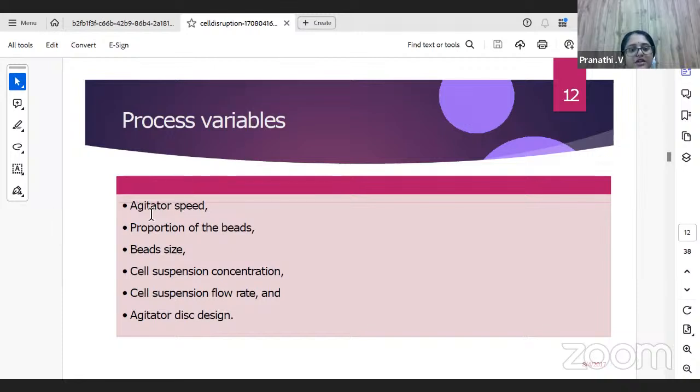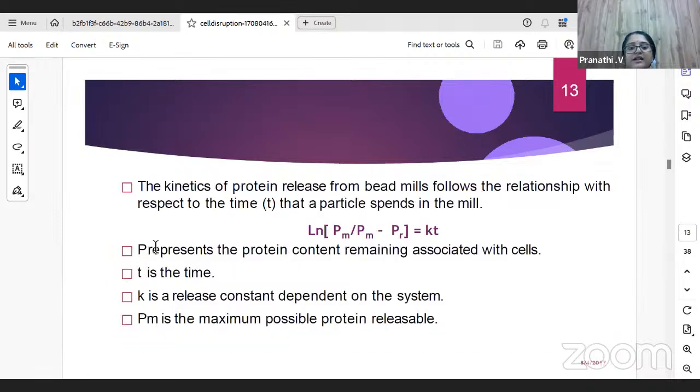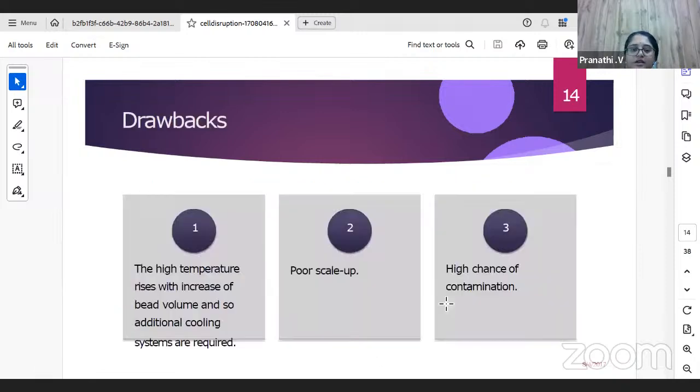So what are the variables? Agitator speed, the bead proportion present over here, bead size, cell suspension concentration, cell suspension flow rate, agitator disk design. Kinetics include that, with the time and speed, they are going to make a difference. So what is the protein content present in the cells? Time is the amount of time required by the particle to spend in this bead mill. And then K is the release constant dependent upon the system. And PM is the maximum possible protein releasable.